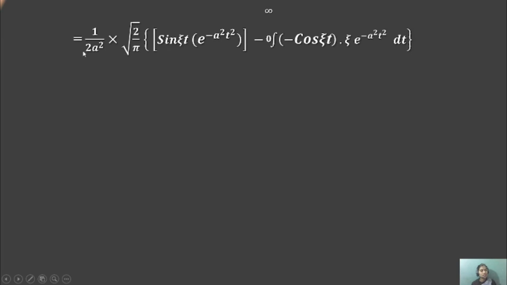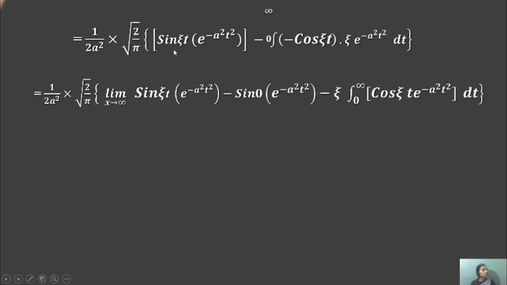Then integrating by parts, we get 1 by 2a square into square root of 2 by pi, sin xi t e to the power minus a square t square, minus the integral 0 to infinity of minus cos xi t into xi e to the power minus a square t square dt. Okay, by using the formula for the integration of u into v, this is expanded. Then after expanding, we solve the equation 1 upon 2a square into square root of 2 by pi, where the limits are considered.